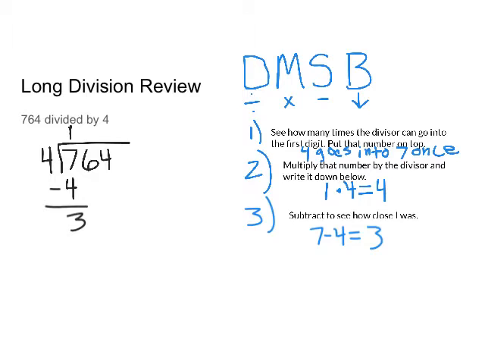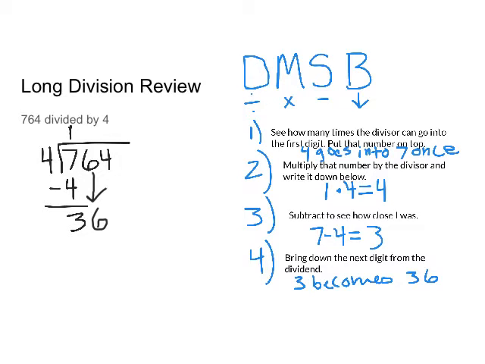Okay, now I'm on to the next step, which is to bring down. So I'm going to bring down the next digit from the dividend. I already used the 7, so the next digit is the 6. So I'll bring the 6 down right there. And so that means that 3 becomes a 36. And now, this is often the part where people get stuck, is we start over.